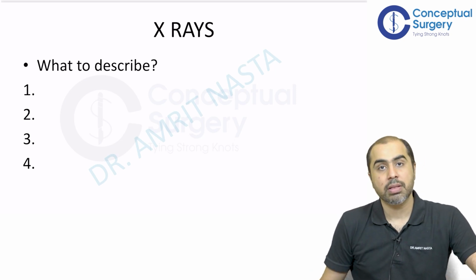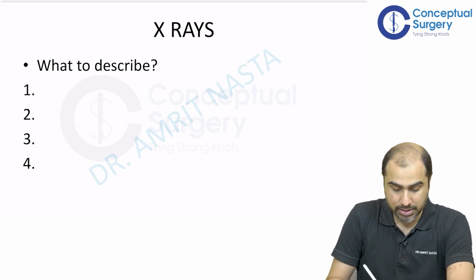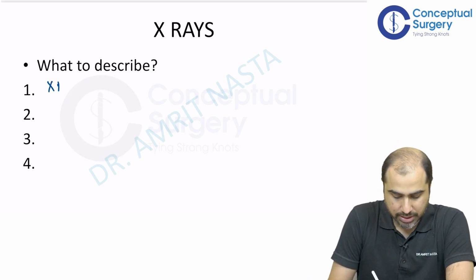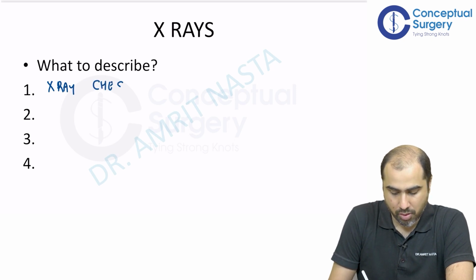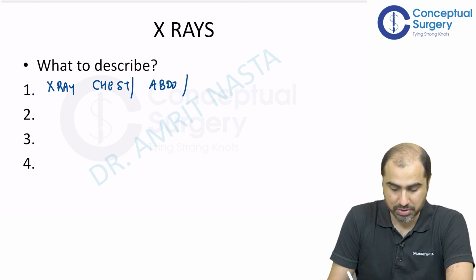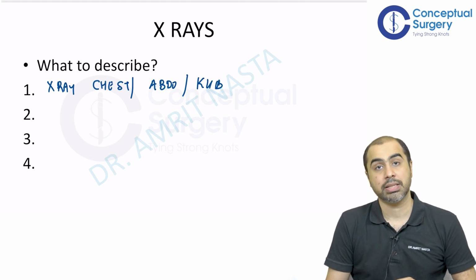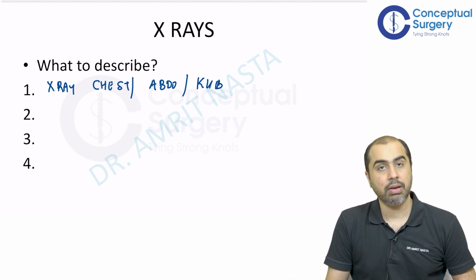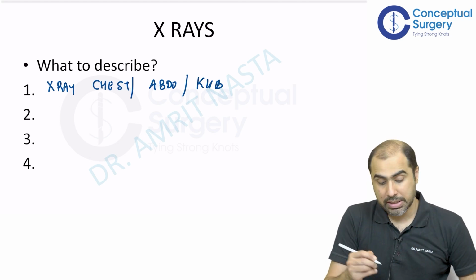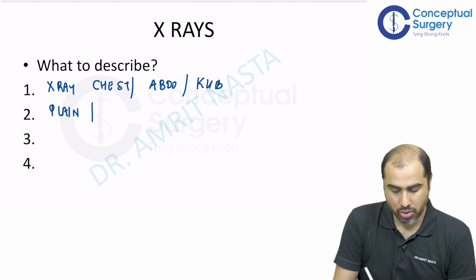Now, how should a student describe an X-ray? Very important. The first thing you should see in an X-ray is which body part's X-ray it is. For example, is it an X-ray of the chest or an X-ray of the abdomen? Or sometimes they give you an X-ray lower down in the abdomen, which is called KUB, kidney, ureter, bladder, urological X-ray, very important. So first you tell which body part has been viewed. Second, you need to know, is it a plain X-ray or a contrast X-ray?